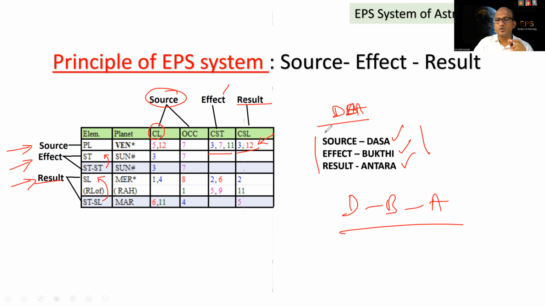Based on this combination of source, effect, and result only, that planet's significations or effects are going to be experienced by the particular native. This is the concept of the EPS system. That is the principle of the EPS system. I hope you have understood. Then we will see in the next session.